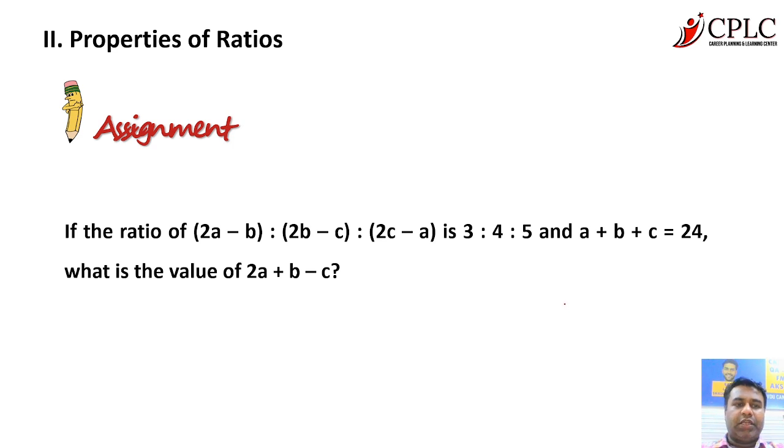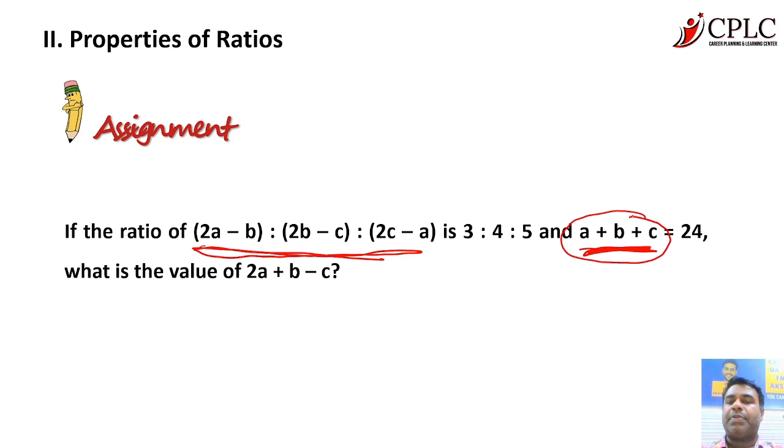Another question. If the ratio of 2a minus b, 2b minus c, 2c minus a is 3 is to 4 is to 5 and a plus b plus c is 24, what is the value of 2a plus b minus c? Now the first challenge is to get a plus b plus c. So try to understand these three parts, that is 2a minus b, 2b minus c and 2c minus a, and try to form something that gives you a plus b plus c.